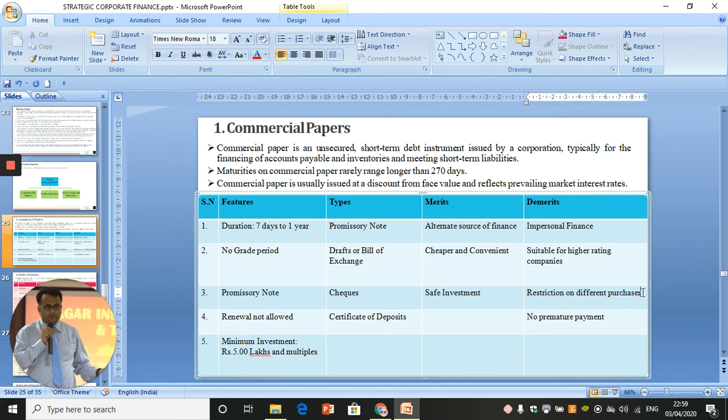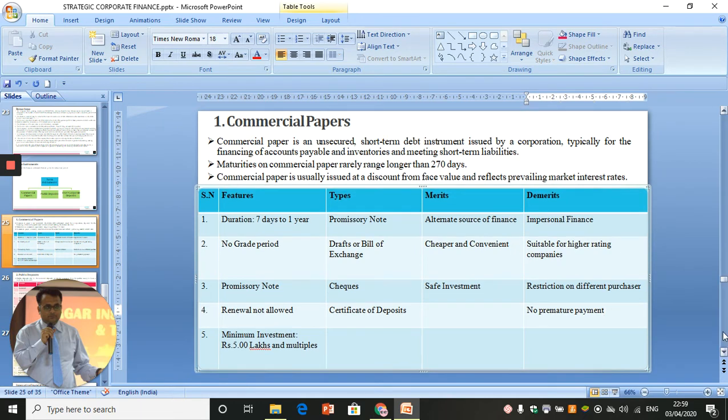Restriction on different purchasers. There are different restrictions related to purchase, who can purchase commercial papers and who cannot. And no premature payment. In case some company wants to make a premature payment, they cannot. They will have to wait for the time when this will mature, and then only they can pay it back. So this is about commercial papers.